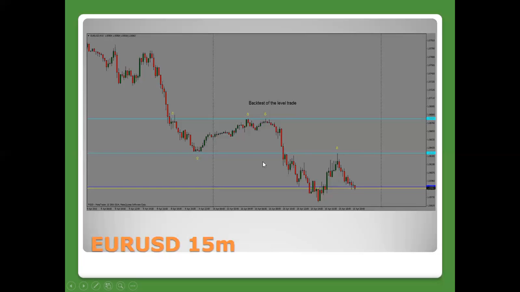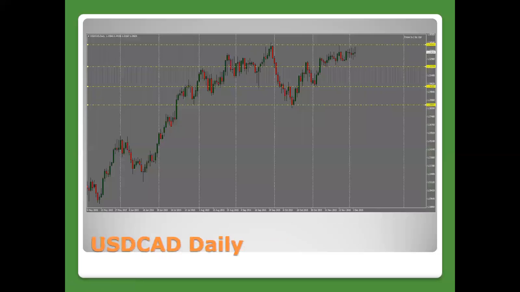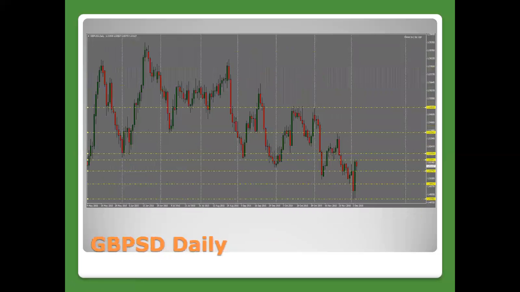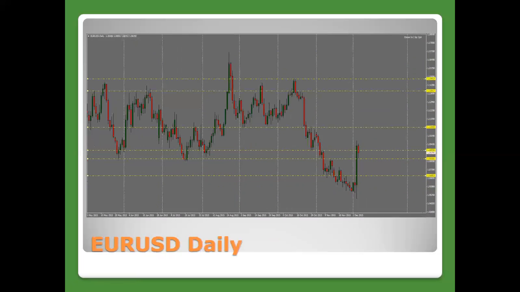So this is how we take a concept, we mark the levels on a higher time frame, and then we go into a lower time frame, and we're looking for those reversals on the lower time frame to actually get into the trade. So let's go into the current price action. These are not concepts that just happened in the past. This is stuff we see every day.